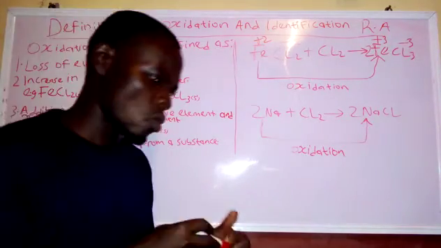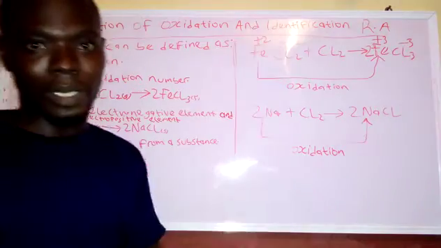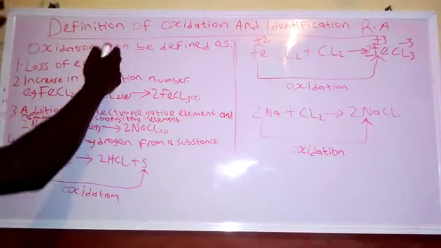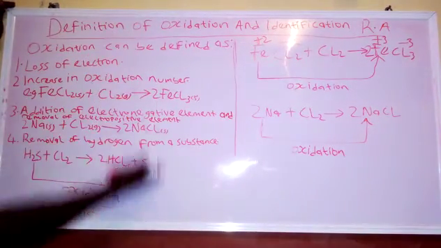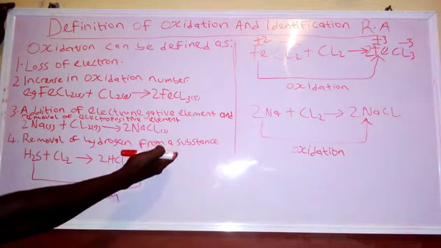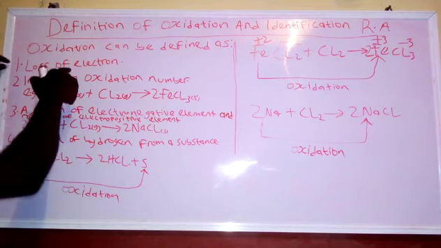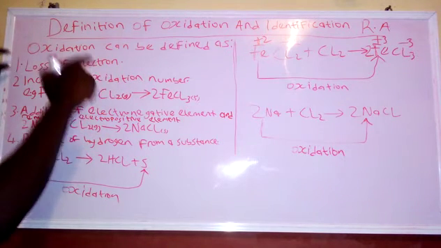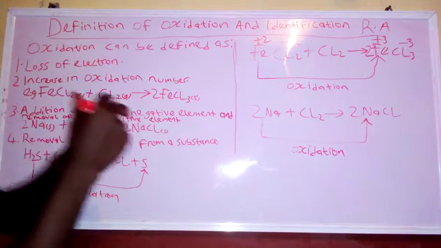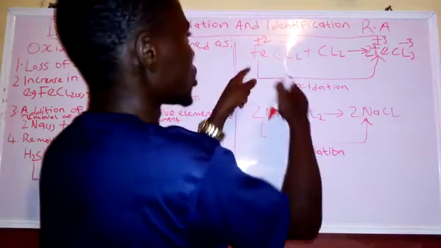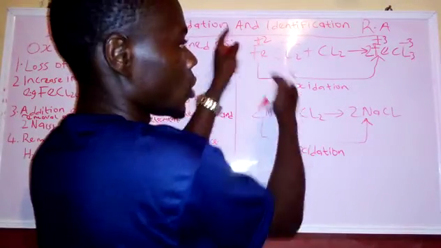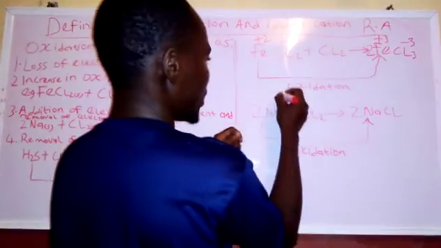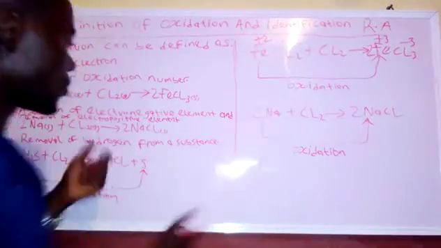Now let me quickly tell you what a reducing agent is. Any substance that has any of these characteristics is a reducing agent. Why? Let me show you why. For example, any substance that loses an electron in a chemical reaction is a reducing agent. Are you getting it? For example, in this case, I told you that the iron 2 cation actually lost an electron to become an iron 3 cation. So let me show you the reaction again.